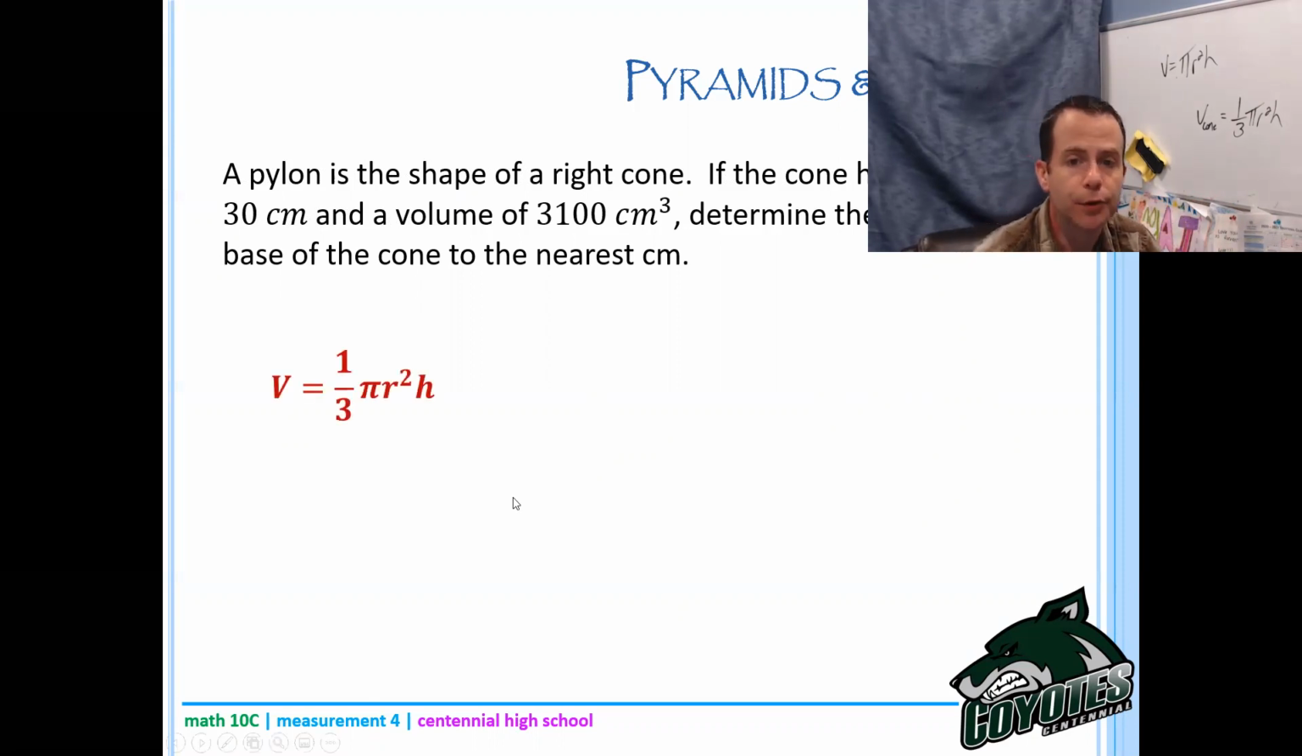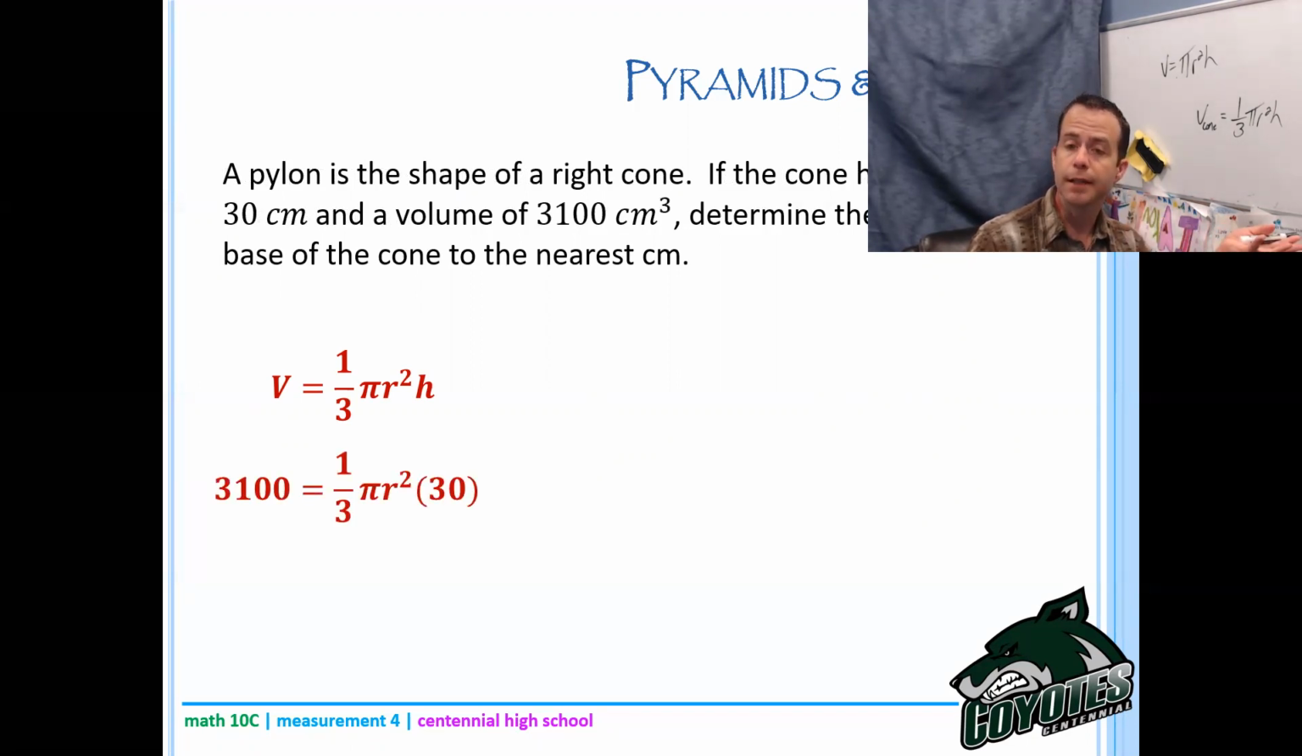So I have 1/3 pi r squared h. In this instance, I know what the volume is, so I'm going to replace my V with 3,100. I know the height, so I'm going to replace my h with 30, and I'm asked to determine the radius, so there's no Pythagorean theorem going on here. I just have to work this particular formula and figure out what the radius is. So I plug in the things that I know. Now, you might want to take these two numbers together, 1/3 times 30, that would be 10.